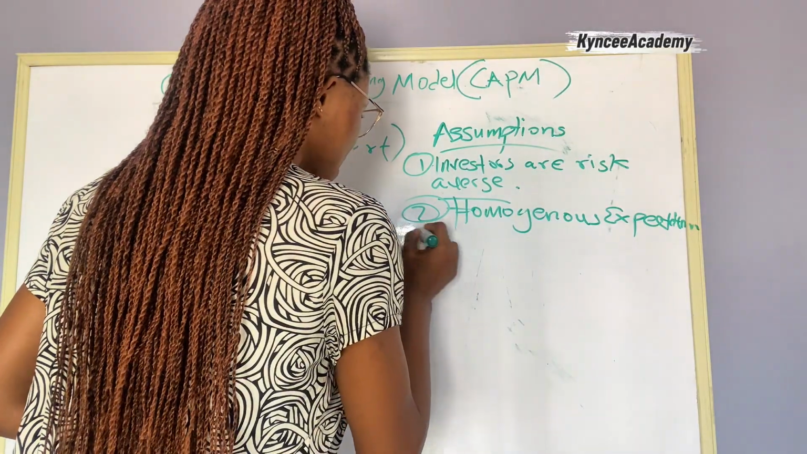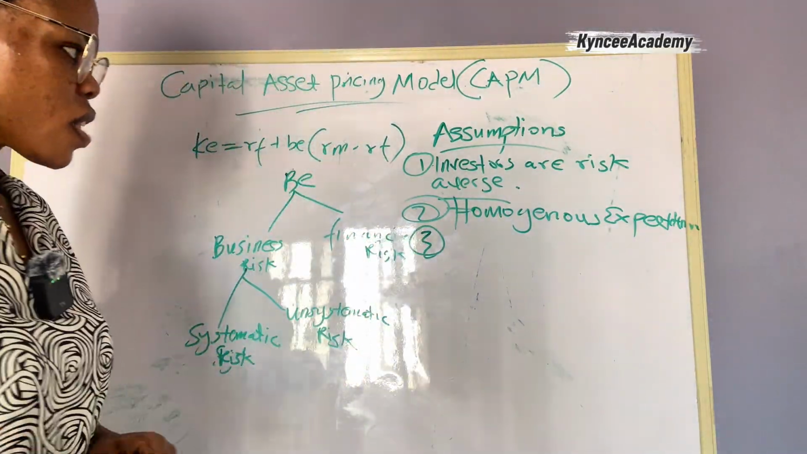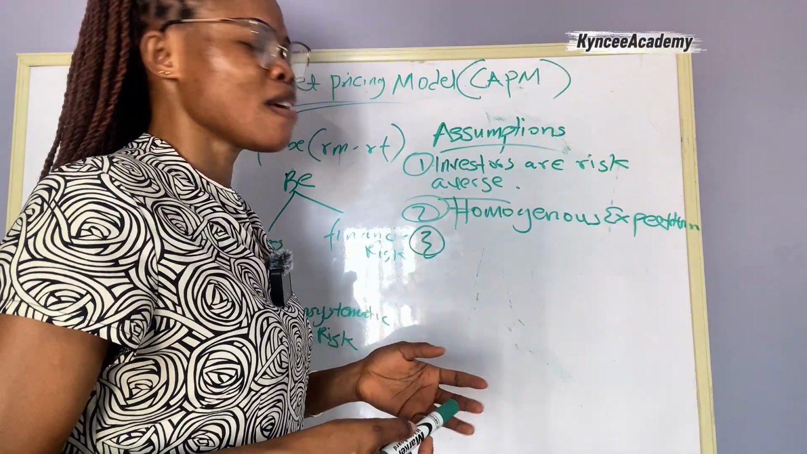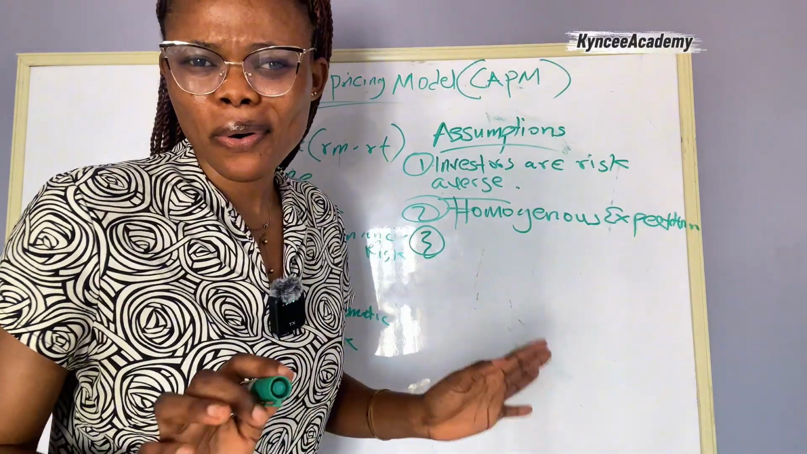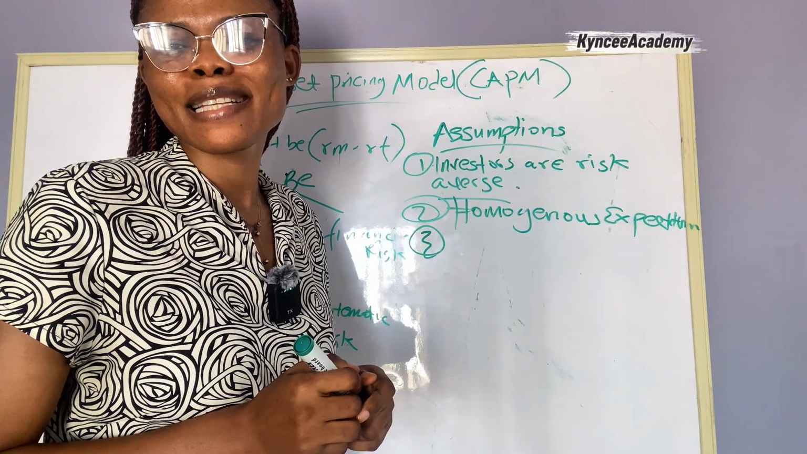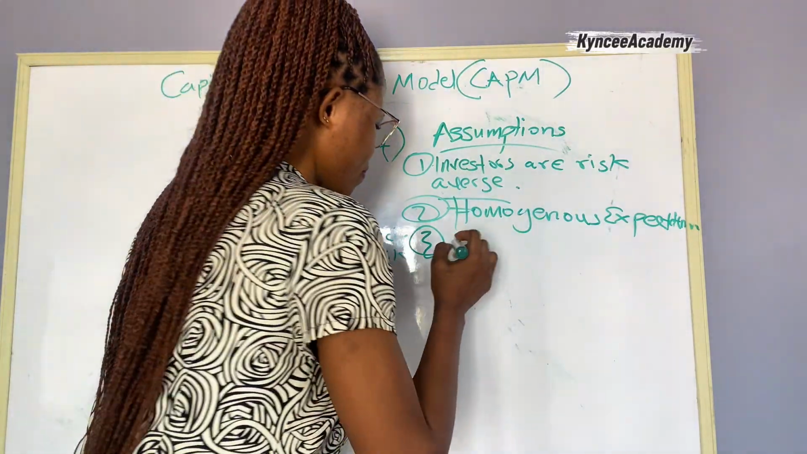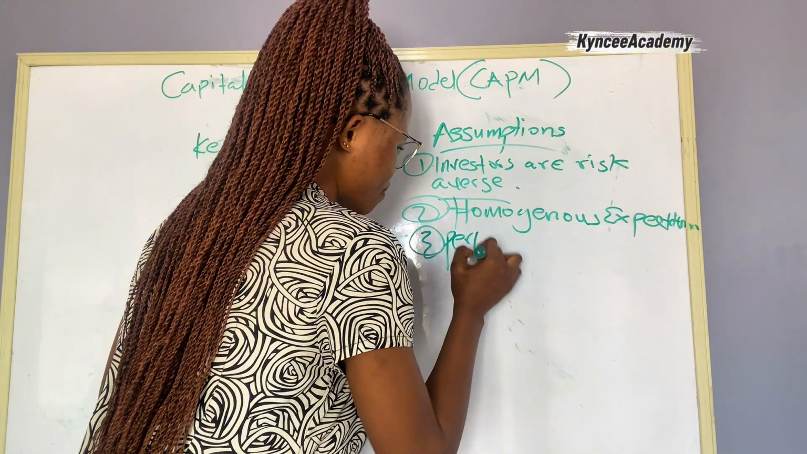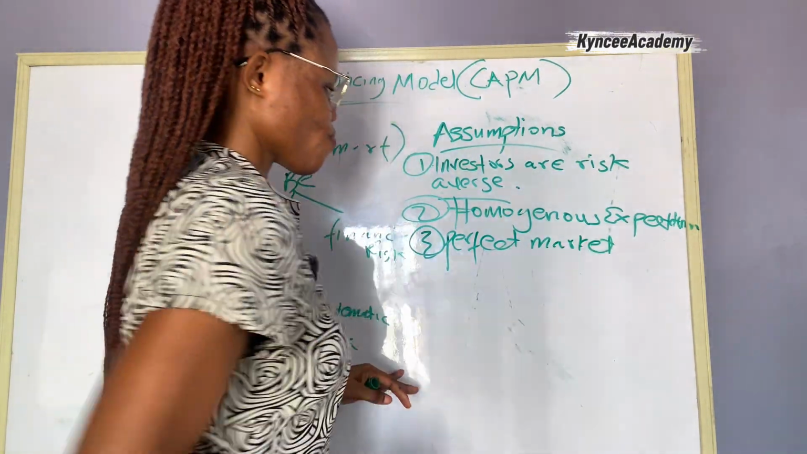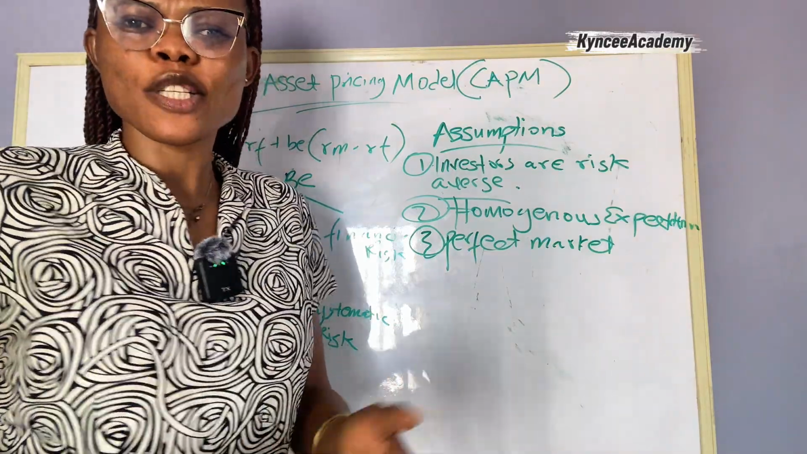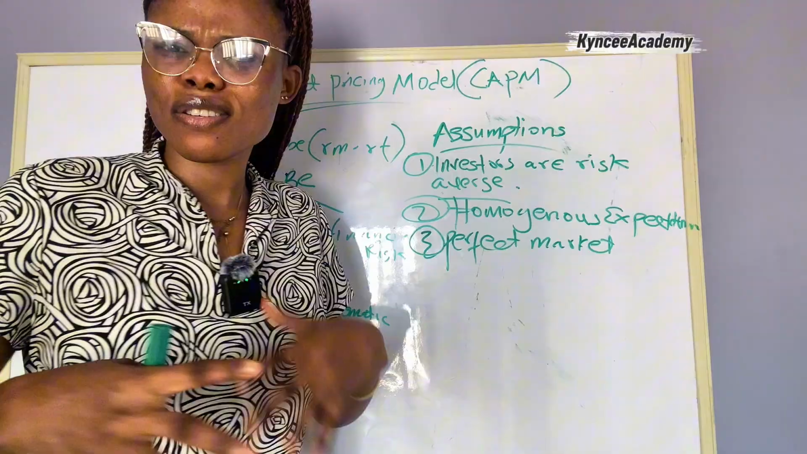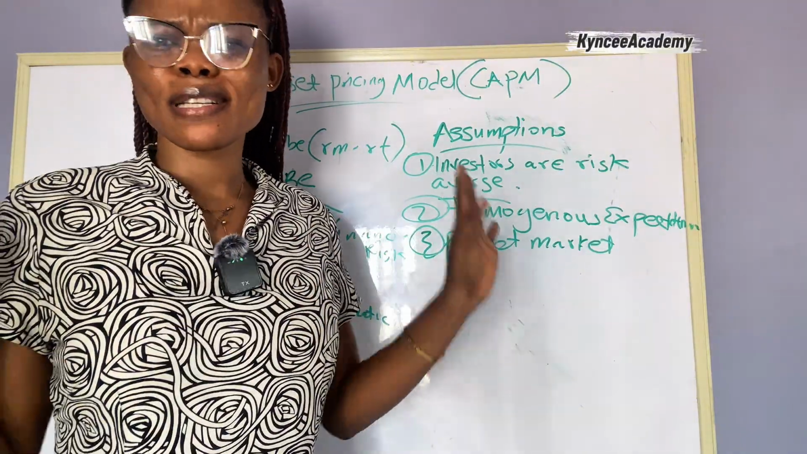Number three, there are no transaction costs. The CAPM also said that there is a perfect market condition. Perfect market means that there is no taxation, there is no dealing costs. You understand? Everything is just running smoothly.